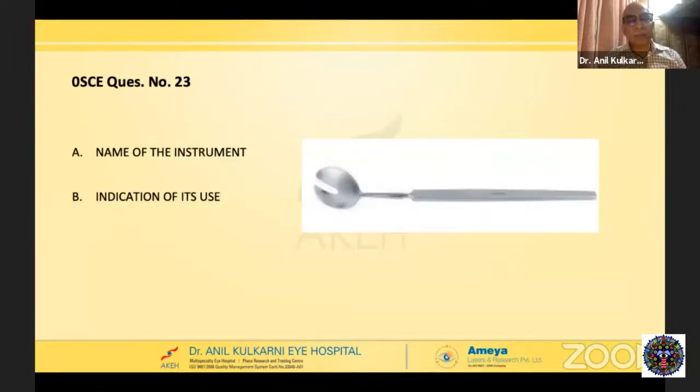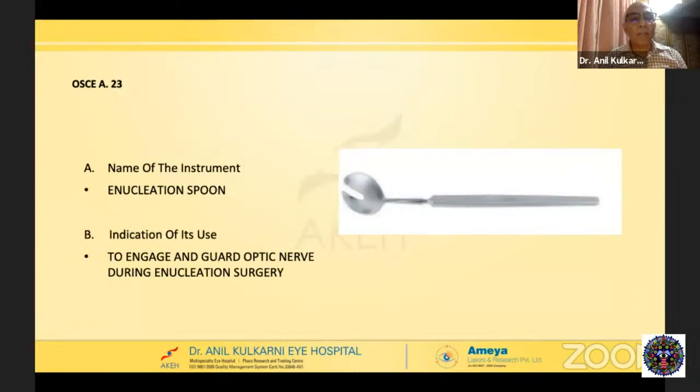Number 23. This is an enucleation spoon. The indication is to engage and guard the optic nerve during enucleation surgery. Basically, it guards the eyeball rather than the optic nerve, because we are going to cut the optic nerve as such.